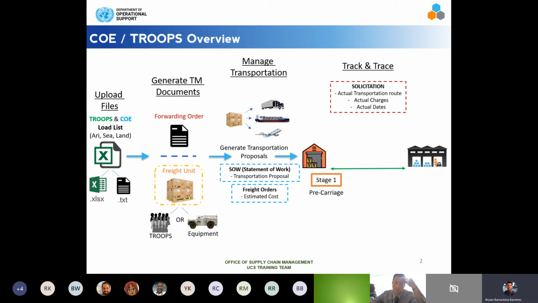Okay, we'll see that once we have generated our transportation proposals, and these have now been split into different stages in the pre-carriage, the main carriage, and also the on-carriage stages, which are basically the freight orders generated after we've accepted our planning.